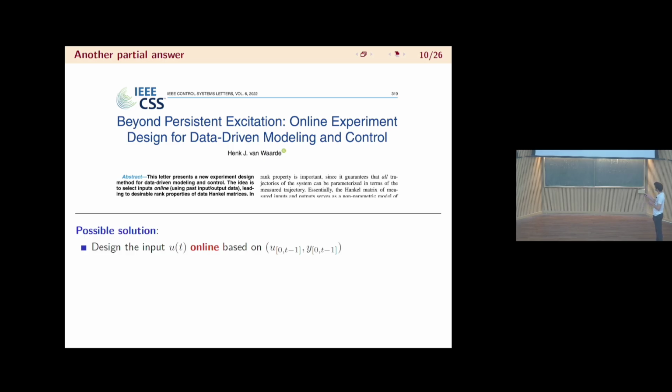So what is that solution? Well, I'm going to design the input u(t) in an online manner, as I illustrated on the board, based on the samples that I collected before. I'm first going to apply u0. I get y0. And then given u0 and y0, I'm going to design u1. Then I collect y1. I now have u0, u1, y0, y1. And I generate the next sample, u2. And I continue doing that.